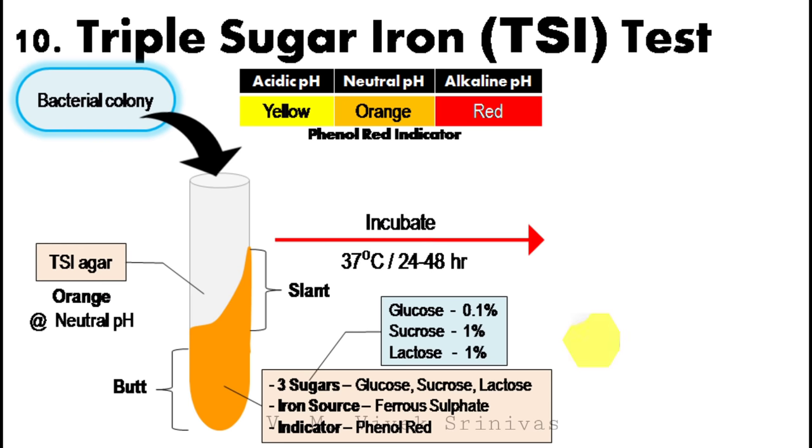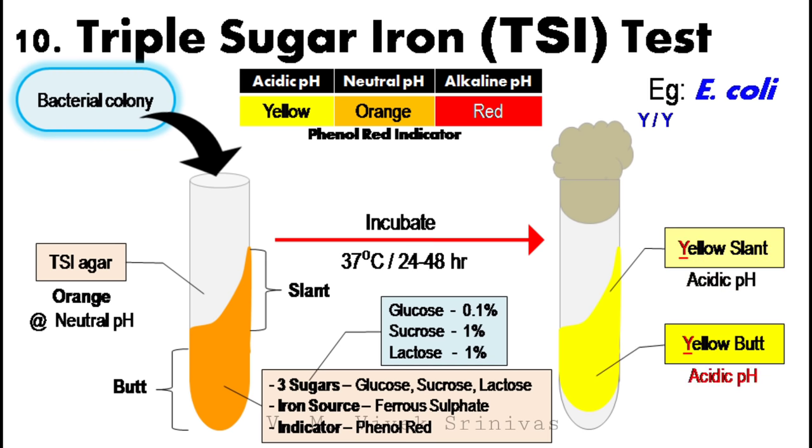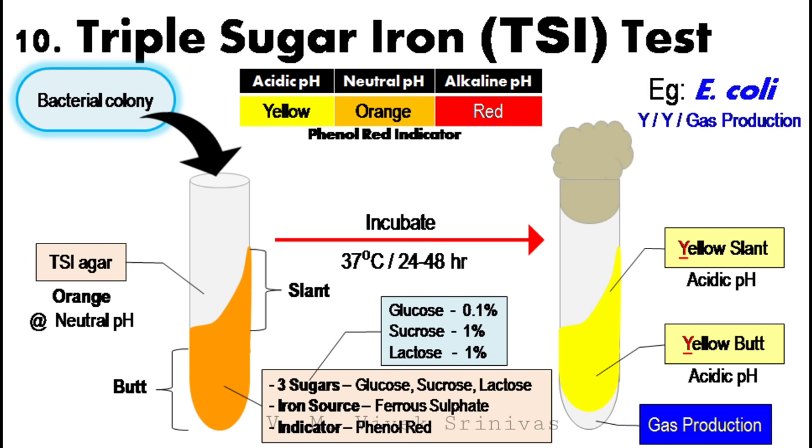Following incubation, the agar slant may turn to this type of reaction. This type of reaction is observed in E. coli. That is, the yellow slant due to acidic pH at the slant portion, and the yellow butt due to acidic pH at the butt portion. And the bubble cracks and the displacement of the agar are due to gas production.